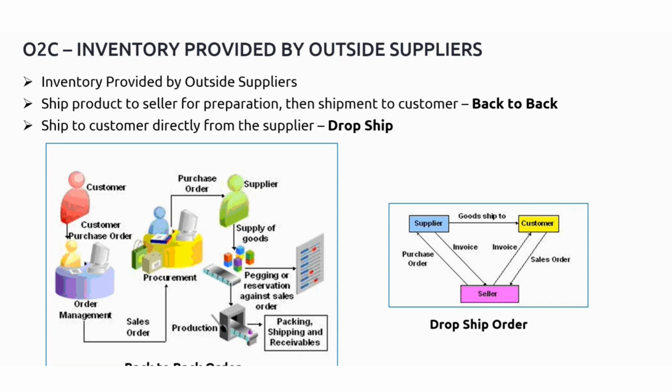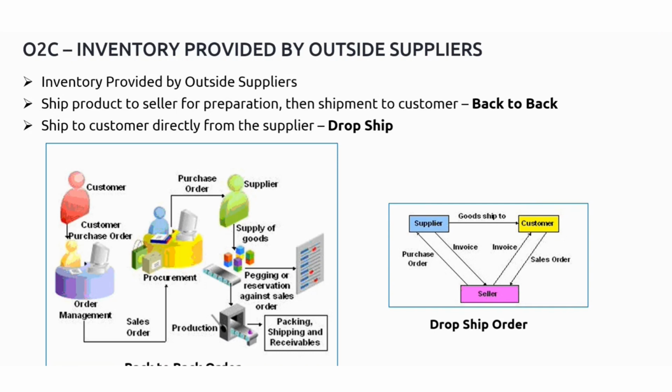Now you will see that for this sales order we have two items which need to be provided by outside suppliers. We don't have them readily available in our warehouse. So we will place a purchase order to that supplier. The supplier will provide it to us, and then we will ship it to the customer. In that case, we will have another step of purchase orders and all those things. So that is called back to back order flow.